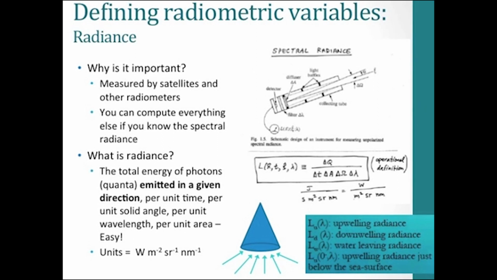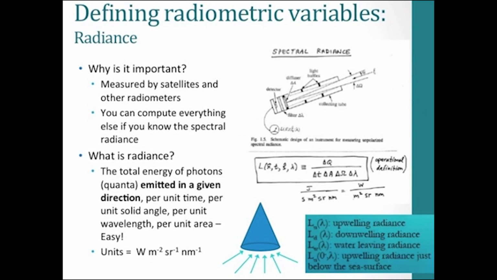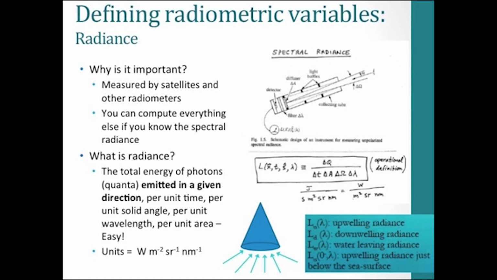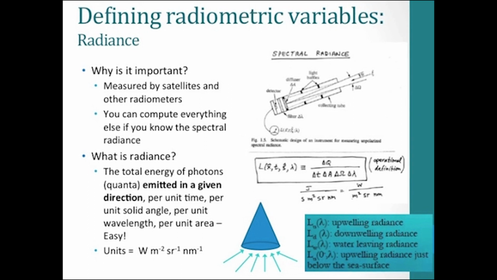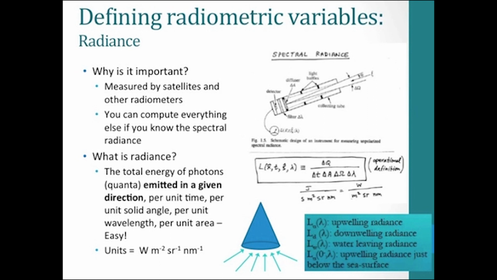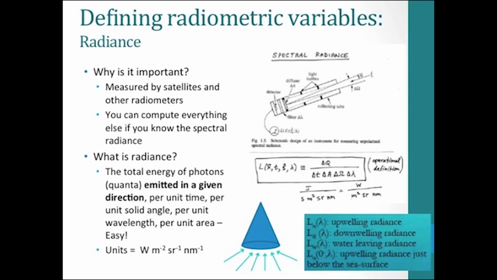The definition is the total quantity of photons emitted in a given area per unit time, per unit solid angle, per unit wavelength, per unit area. This quantity can be described for many different directions and positions: upwelling radiance, downwelling radiance, water-leaving radiance, and upwelling radiance just below the sea surface, as shown at the bottom right of the slide. Radiance is a vector. It always comes from a specific direction.